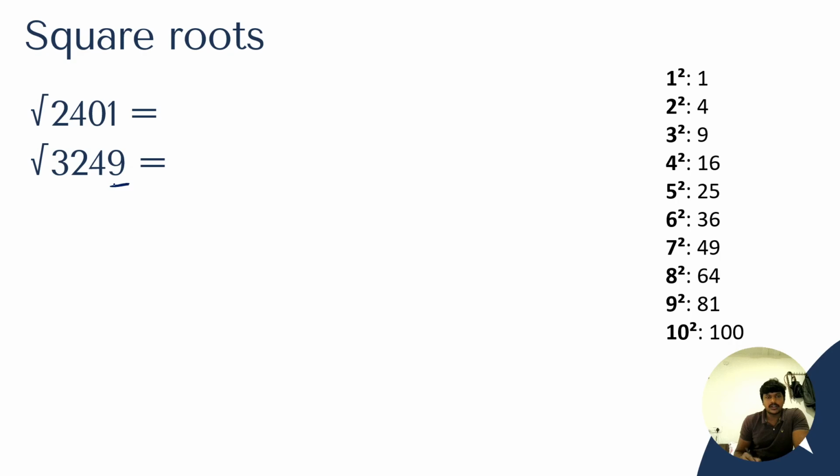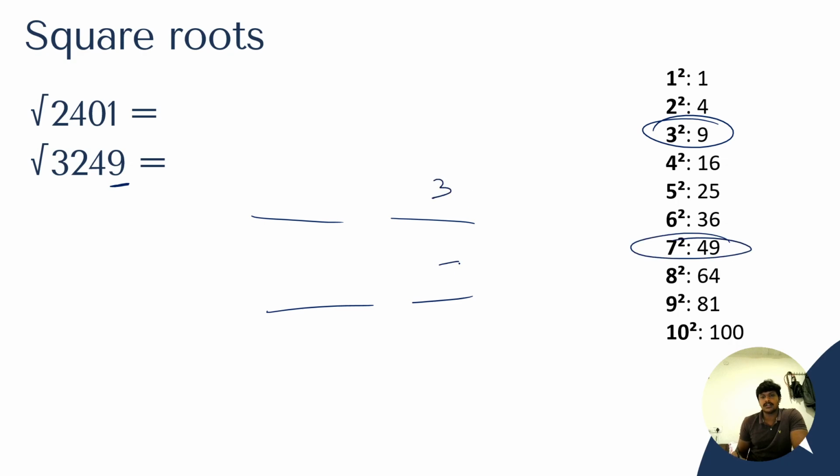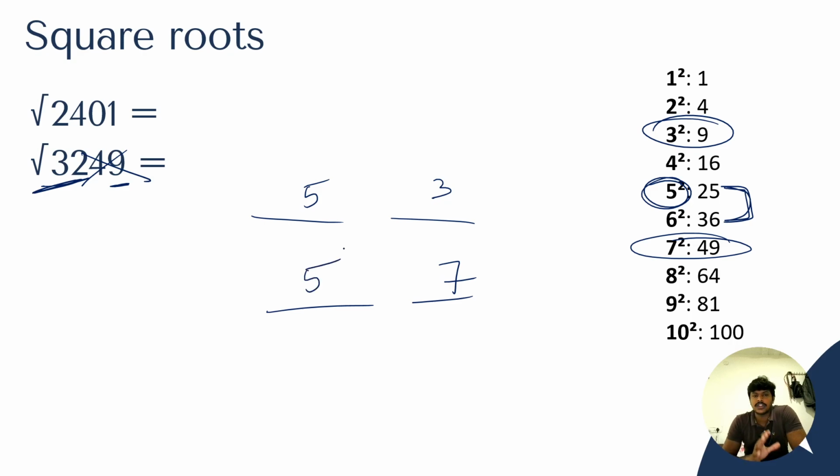So what is the last number here? 9. So take two possibilities. Ending with 9 means 3 or 7. Now cancel two terms. 32. Where is 32? In between 25 and 36. What is the lowest? 5. So our answer is 53 or 57.